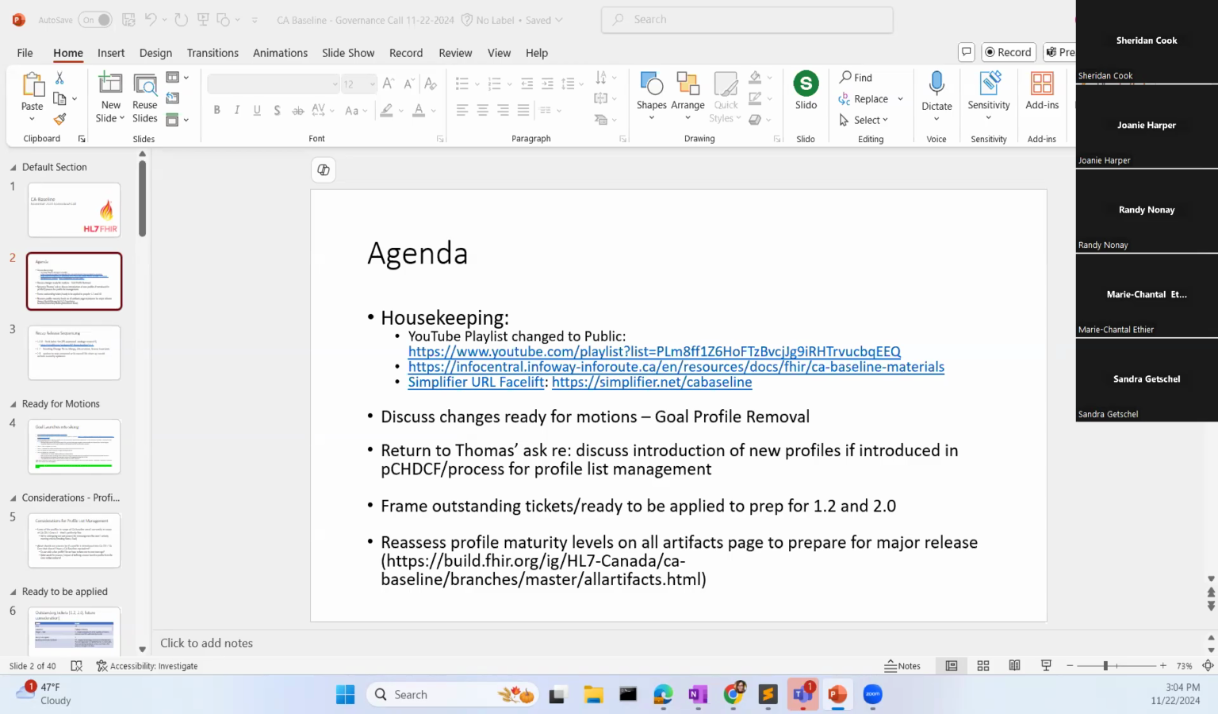So for today's agenda on the governance call, we've got a number of topics actually that I think we can work through. Some of them I think will probably be quicker than others.